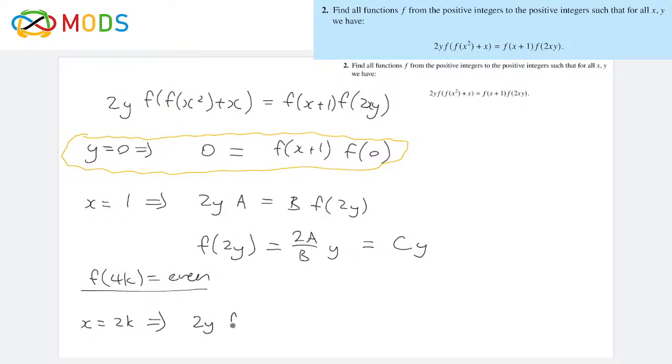So you get 2y f of 4k squared plus 2k. Now we know this thing in here is c 2k squared. So 2ck squared. And this is equal to f of 2k plus 1. Okay, so we have an odd number here, which is promising. Times 4ky. We can simplify so much of this.